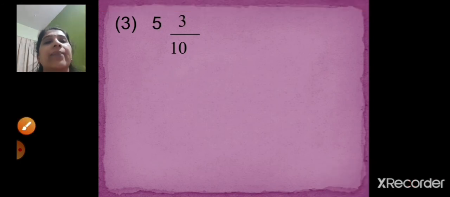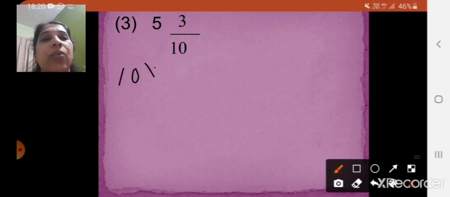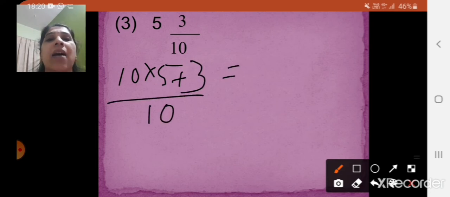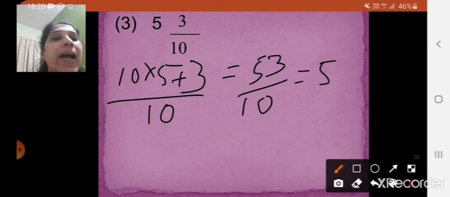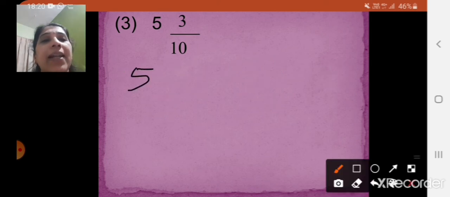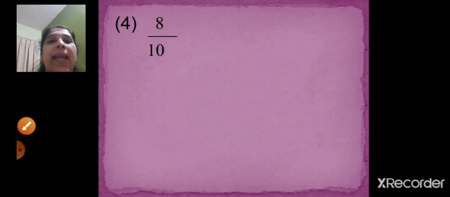Let's see the third one. 5 and 3 upon 10. So again same method. 10 into 5 plus 3 upon 10. So what is 10 5s? 50. And 50 plus 3 is 53. So I'll write 53 upon 10. Again 1 zero in the denominator. So 1 decimal point. So 5.3, right? And the second method, 5 I will write as it is. 3 upon 10 means 1 decimal point. So directly I will write 0.3. So 5.3, right?